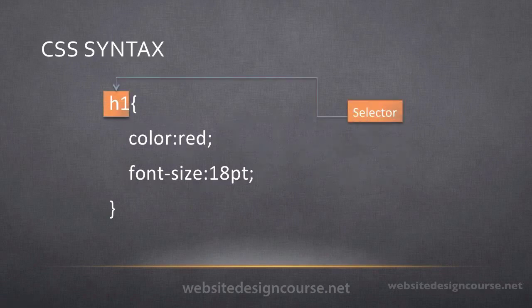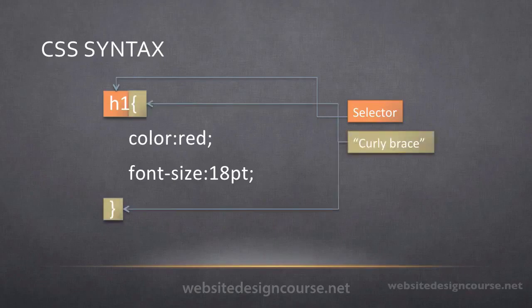This first portion here is what is called the selector. And the selector is responsible for targeting a specific element on your HTML page. In this case, the name of the selector would be a tag-based selector, and it's a header 1. So this would be a header 1 selector. The next two pieces here you'll see are what I call curly braces, and they simply define the declaration set.